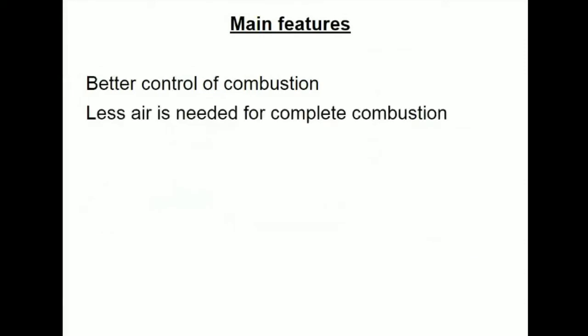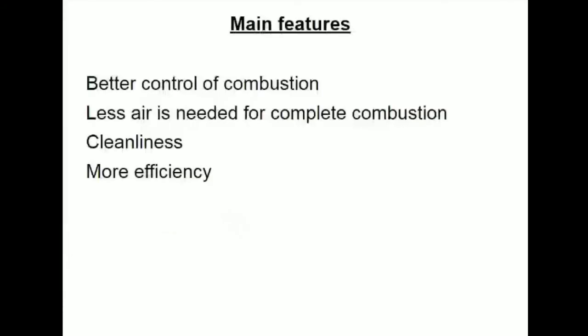Now the main features of gaseous type fossil fuel is that it has got better control over combustion. Less air is needed for complete combustion. Then it is the cleanest form of burning among fossil fuels. It has got more efficiency compared to other types of fossil fuels. These are the main features or advantages of gas.